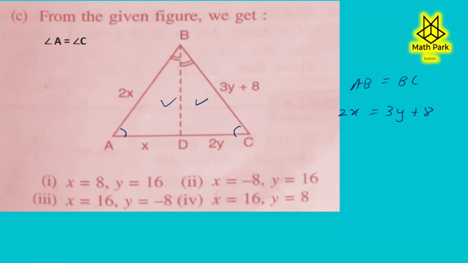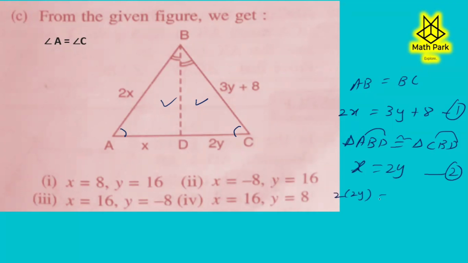Triangle ABD will be congruent to triangle CBD, and therefore you have AD is equal to CD by CPCT. So you have this one equation and you have the second equation, that is X is equal to 2Y. So let us substitute X is equal to 2Y in this equation. You get 2 times 2Y equals 3Y plus 8. So you get 4Y equals 3Y plus 8. You get 3Y comes here, you get Y is equal to 8.